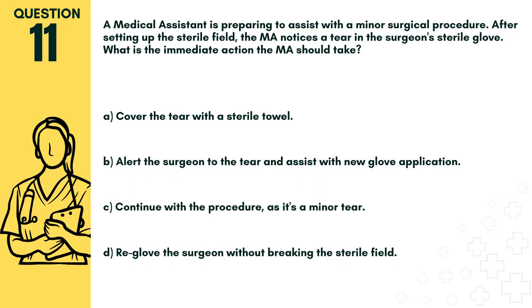Question 11. A medical assistant is preparing to assist with a minor surgical procedure. After setting up the sterile field, the MA notices a tear in the surgeon's sterile glove. What is the immediate action the MA should take? A. Cover the tear with a sterile towel. B. Alert the surgeon to the tear and assist with new glove application. C. Continue with the procedure, as it's a minor tear. D. Reglove the surgeon without breaking the sterile field.